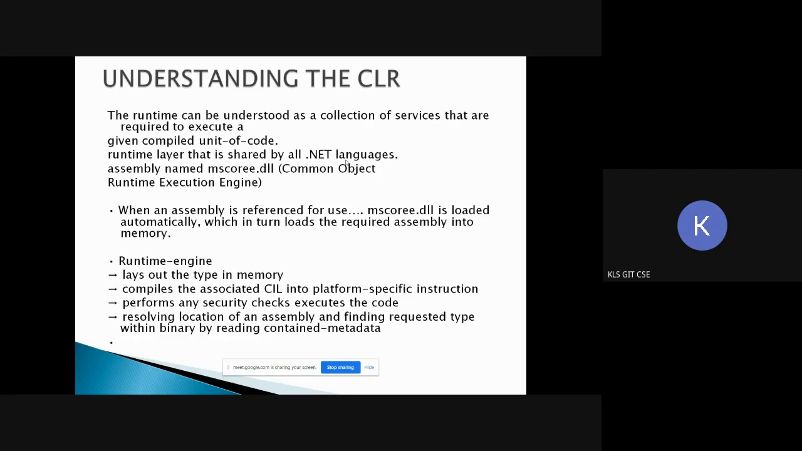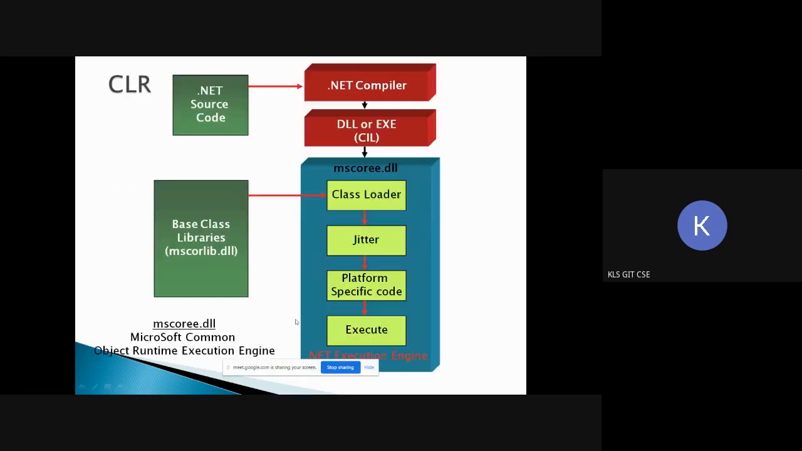And this we know, the heart of the CLR is an assembly called the Microsoft Common Object Runtime Execution Engine, mscoree. So that's the basic assembly. So what else? The runtime lays out the types in memory, compiles the associated CIL, performs any security checks, and resolves the location of an assembly. So that is what we have.